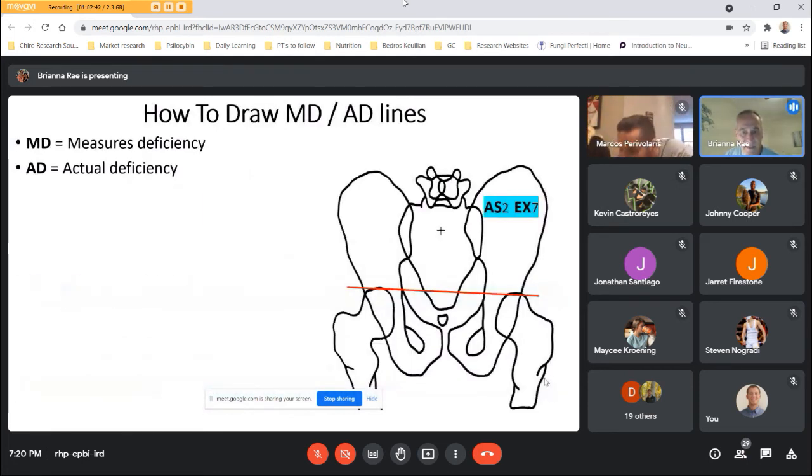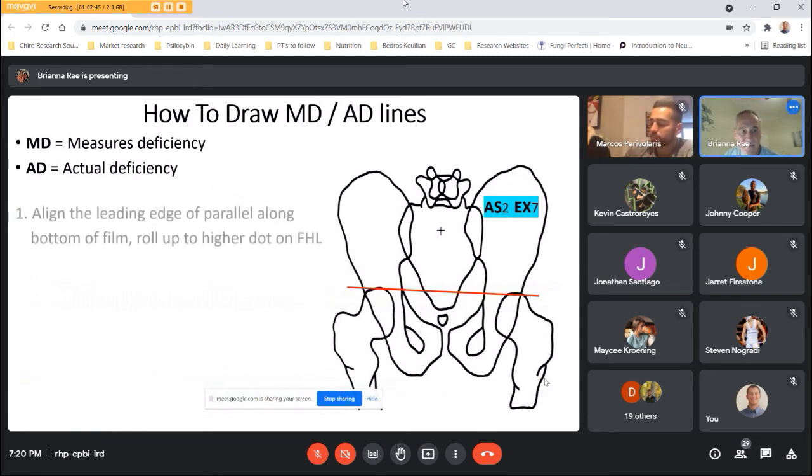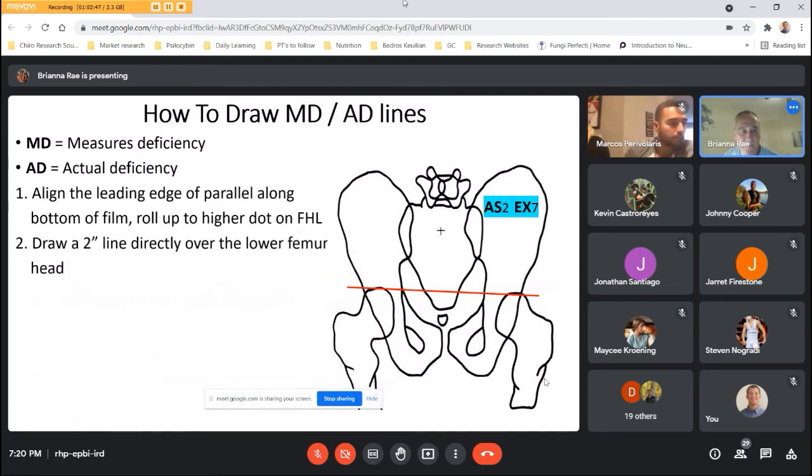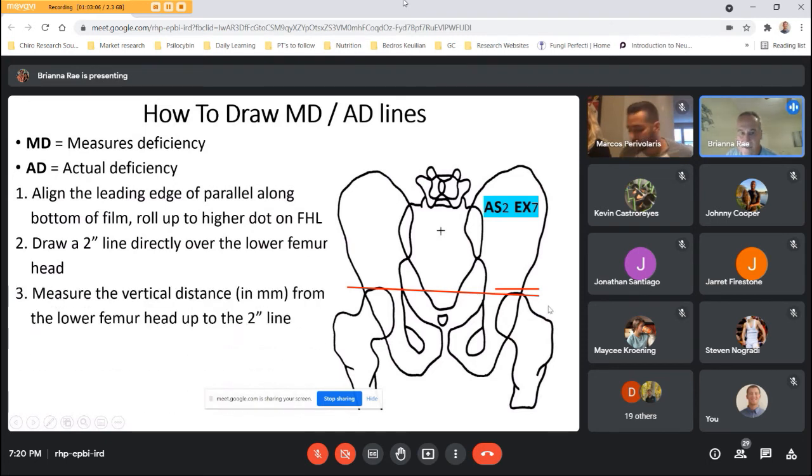Here's a slide to show you how to draw the lines. We kind of talked about that. We're going to use the bottom of the film as our level horizon. We're going to scroll the parallel up to the higher femur head, and then go over to the top of the lower femur head and draw our 2-inch line. That's our MD line. We're going to measure the distance from the top of the femur head to that 2-inch line, and in this case, we're saying it's 3.